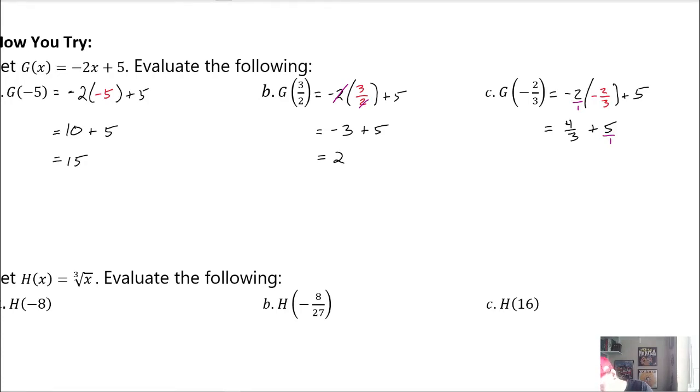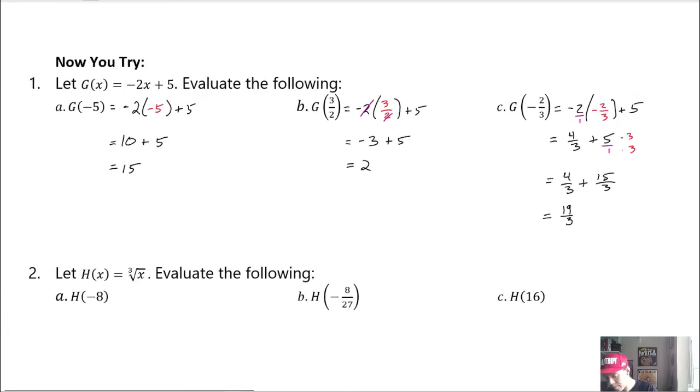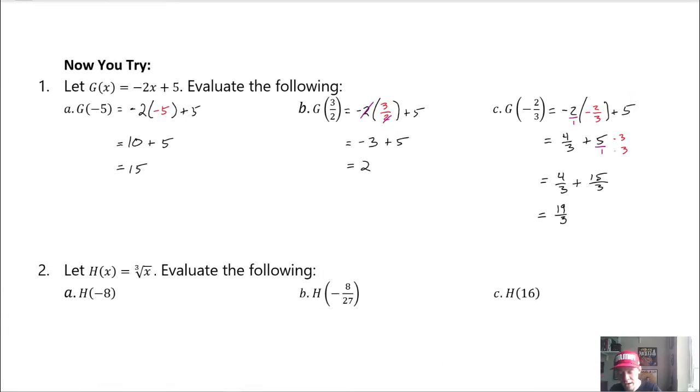Now this 5 is over a 1, and to add these we need a common denominator, so I'm going to multiply top and bottom by 3, so that we get 4/3 plus 15/3 equals 19/3. And we can just leave it as an improper fraction. You can write it as a mixed number as well if you'd like, but you are not required to. I'm going to write it side by side here. 3 goes into 19 6 times with a remainder of 1, so it's 6 1/3, and this is either or.